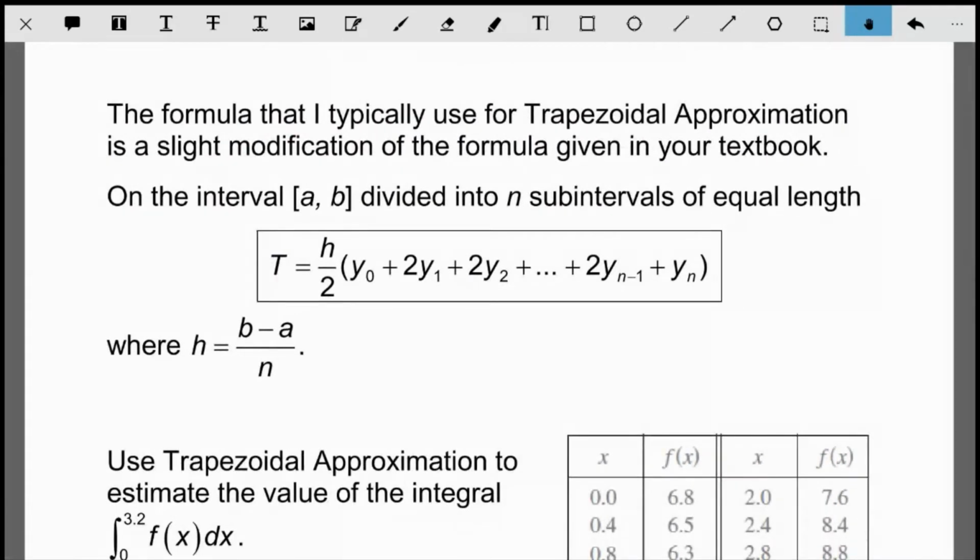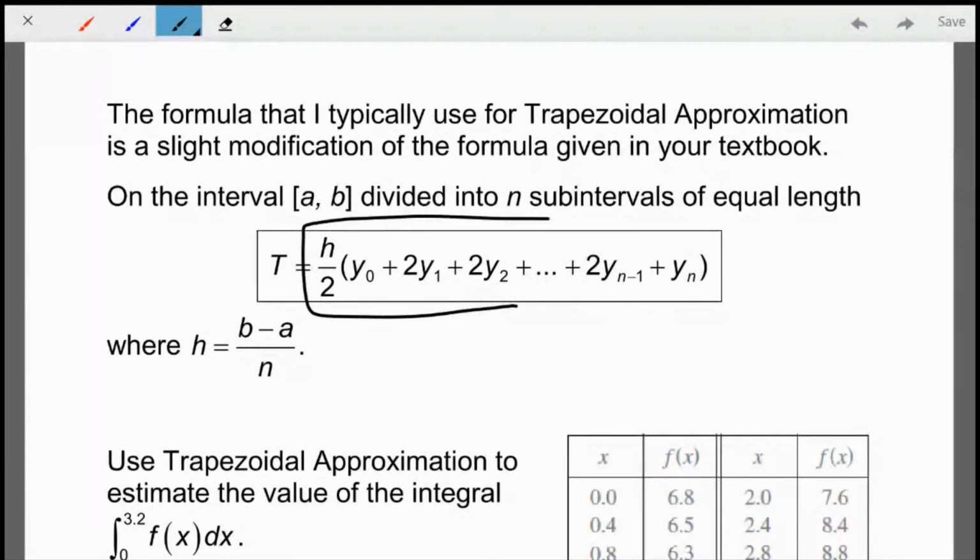Okay, so here's another representation of that same formula. This is the one that I typically use just because it's a little bit more of a simplified form. So we have h over 2 times, and then you can see y naught plus 2 times y1 and so on, all the way till we get to the last term, which is there once. And notice that the h is what we had in that previous formula, (b minus a) over n. That's just the length of the interval divided by the number of subintervals.